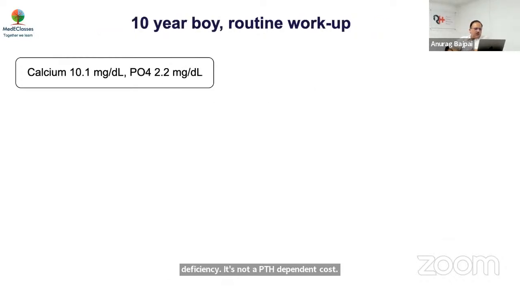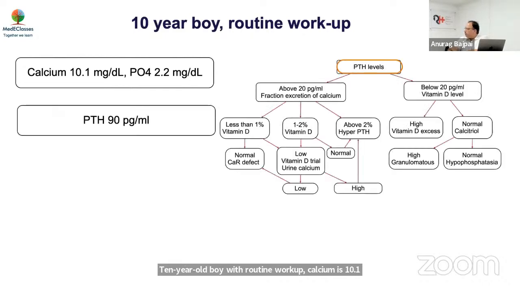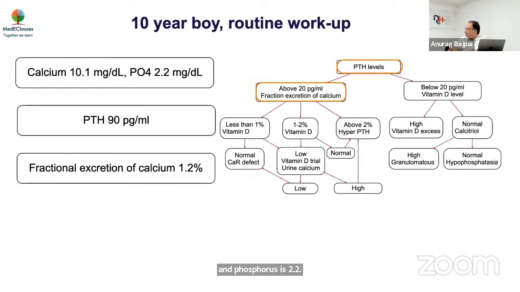A 10-year-old boy with routine workup, calcium is 10.1 and phosphorus is 2.2. Now PTH is 90. In this scenario, fractional excretion of calcium is 1.2%. So it's a borderline scenario. This is a common presentation wherein the doubt is whether this is a familial benign hypercalcemia, because that's why you have got this mildish level of calcium elevation or nearly normal, and your urinary calcium is also slightly high, or is it truly a hyperparathyroidism, because of vitamin D deficiency, this is being masked? So how will you go ahead in this case, Dhwani?